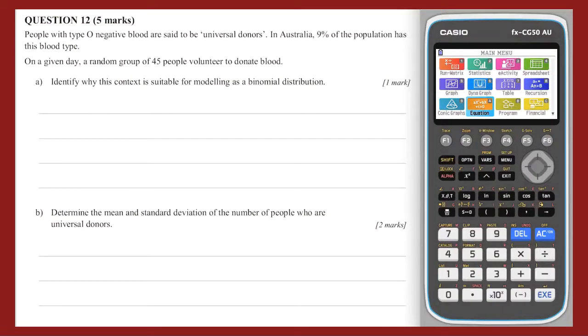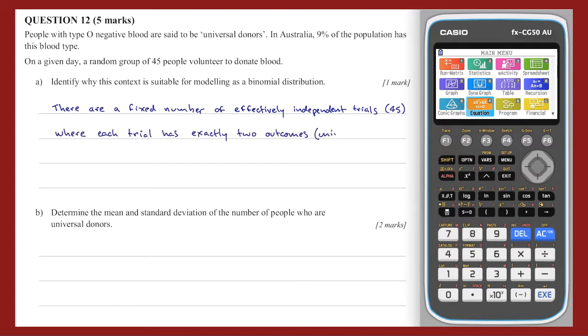Question 12. Part A. This context, the number of universal donors within a random sample of 45, can be modelled by a binomial distribution because the creation of such a sample can be thought of as a fixed number of independent trials, 45, where each trial has exactly 2 outcomes, being whether the donor is universal or not. The selection of a sample such as this from a finite population is not strictly independent. The probability of selecting a universal donor as part of this sample is affected ever so slightly by the number of universal donors that have already been selected in the sample and hence are unavailable for selection.